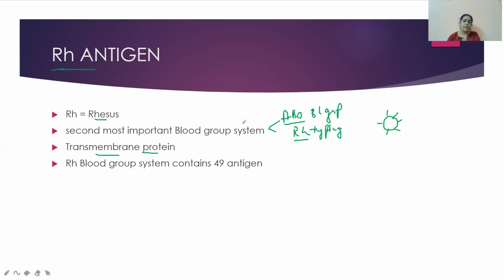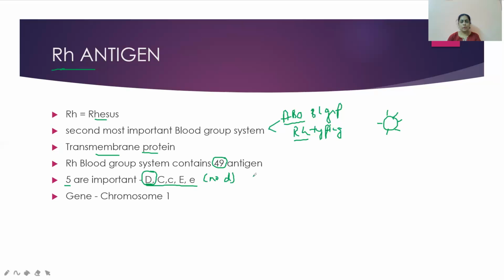There are 49 antigens or 49 factors belonging to this RH blood group system. Amongst them, 5 are very important. Only 5 we have to know: D, C, small c, capital E, and small e. So it is easy to remember D, C, and E, small and capital, except that there is no small d. Amongst these 5 antigens, the D antigen is very important and it is very immunogenic. So whatever we are learning in the further slides mainly depends on this D antigen, right?